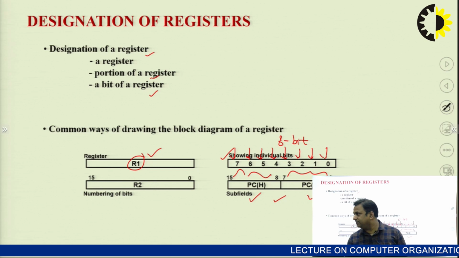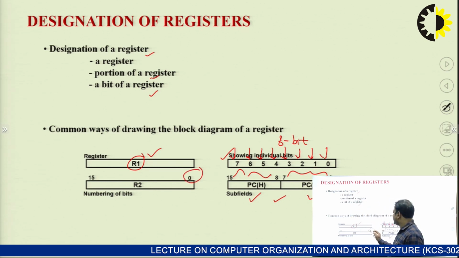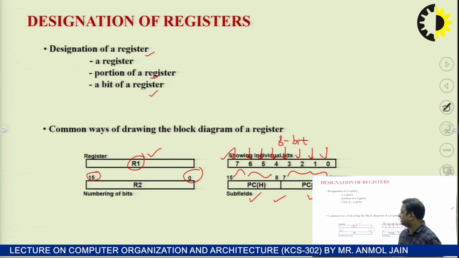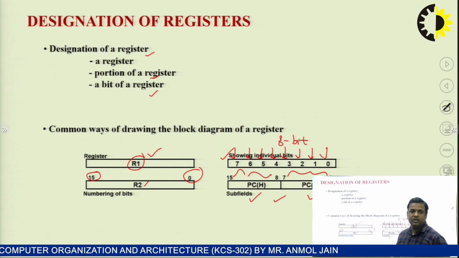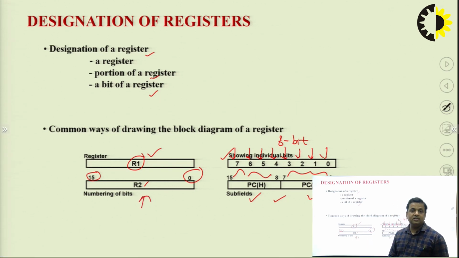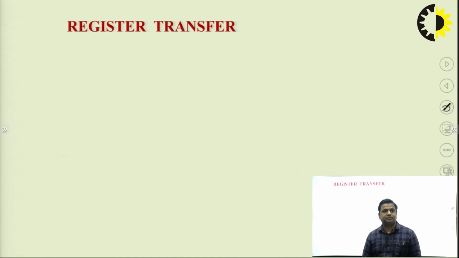That is used for the designation of the address. Similarly, we can also write the bits number on the top of the register just to specify the size of the register, and we can write the name of the register in the middle of the rectangular box. So this is showing that this is a register R2 which is of size 16-bit. So these are different ways to represent the registers.